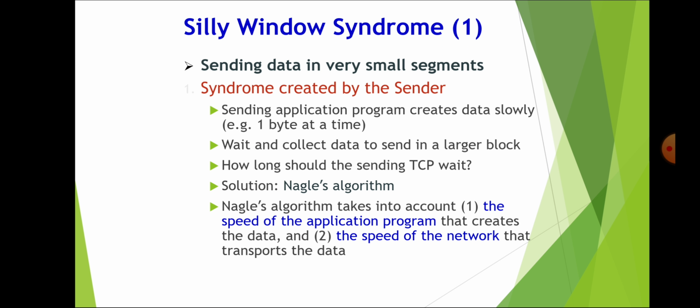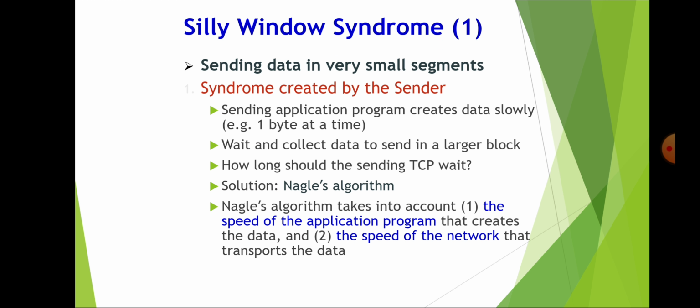Now we are going to the next topic, silly window syndrome, which is sending data in very small segments. In the first scenario, the syndrome is created by the sender. The sending application program creates data slowly, for example 1 byte at a time. So wait and collect the data to send in a larger block. And how long should the sending TCP wait? The solution is Nagle's algorithm. That is also one of the algorithms that can be used.